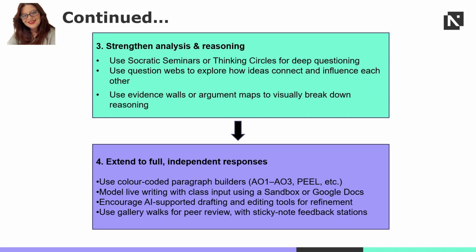You could use paragraph scaffolds like AO1 to AO3 or PEEL. You could model live writing with student input and encourage the use of AI tools for drafting and feedback, ethically of course. Peer review methods such as gallery walks also support refinement and self-assessment. This sequence helps students transition from surface recall to confident extended writing.